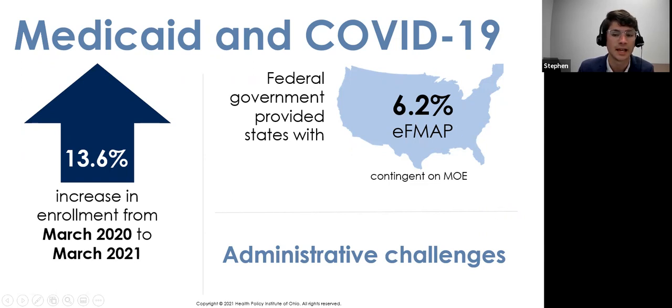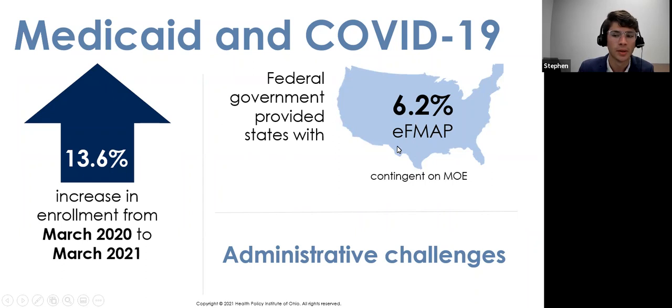In response to increased enrollment in Medicaid during the COVID-19 pandemic, the federal government provided states with a 6.2% increase in the federal share of Medicaid spending, giving states a metaphorical cushion for financing Medicaid amidst an increase in enrollment. However, this enhanced FMAP provided to states by the federal government during the COVID-19 pandemic is contingent on a maintenance of eligibility, or MOE, requirement.